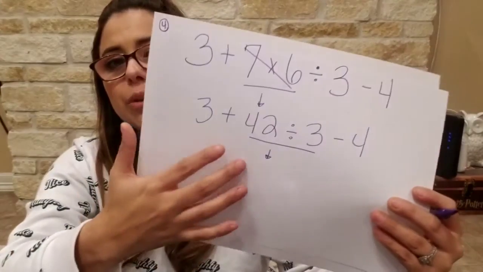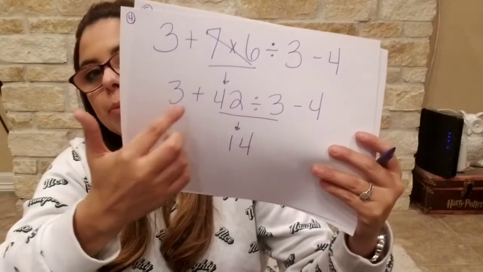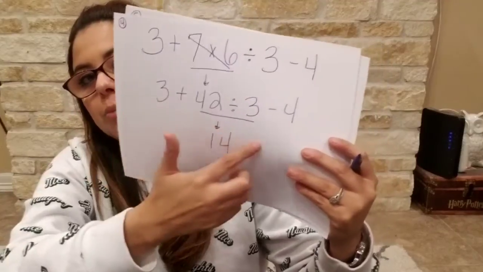3 goes into 4 one time. Minus 3 is 1, and bring down the 2, that's 12. 4 times 3 is 12, and 0. So if I divide 42 by 3, I should get 14. Okay, so then I've solved this, but remember, do one thing, scratch it out, and bring down the rest. So in the front, I still have 3 plus, and in the back, I'm still going to have that minus 4.